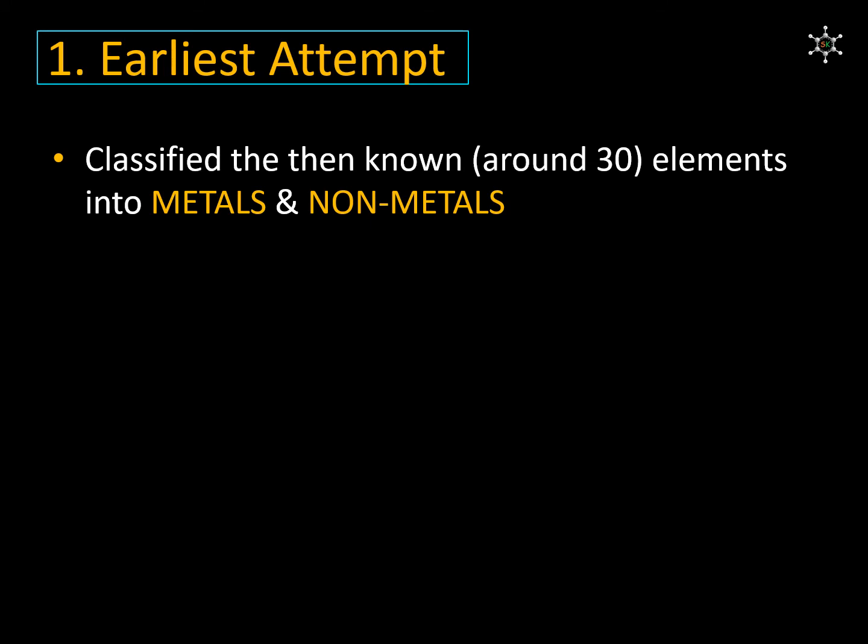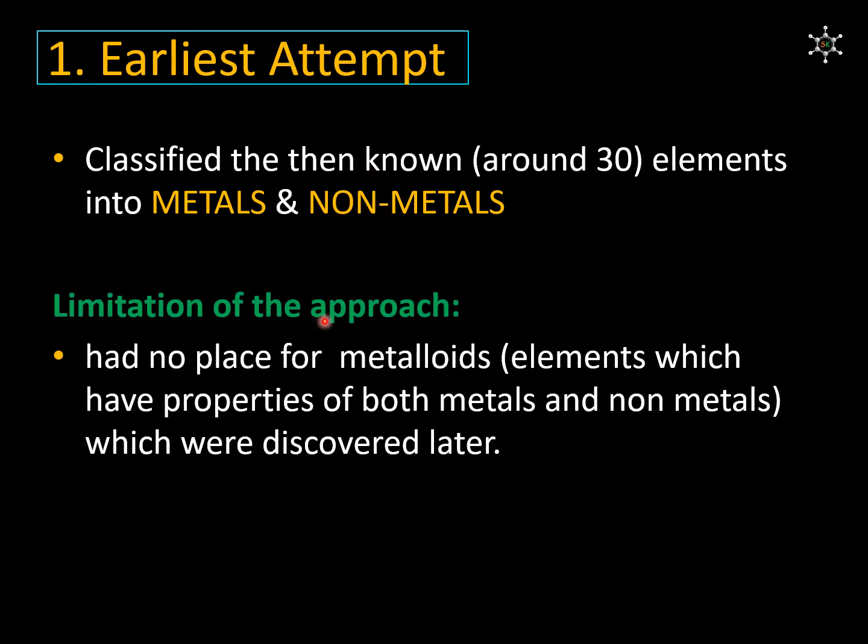The earliest attempt in the history of the periodic table was classifying the then known elements into metals and non-metals. The limitation of this approach is that it had no place for metalloids. Metalloids means elements which have the properties of both metals and non-metals.